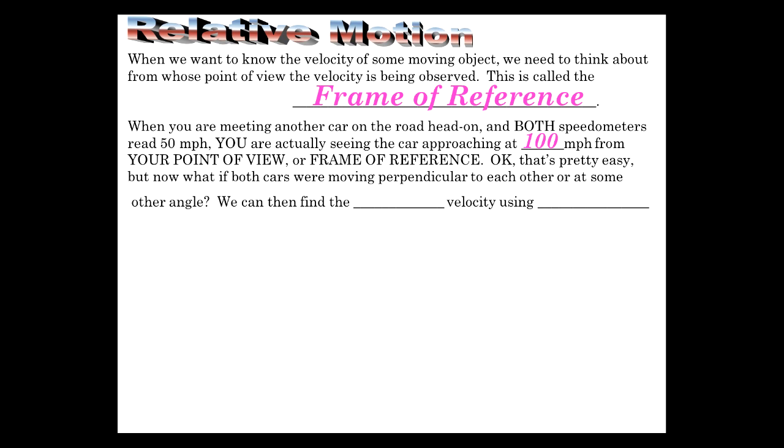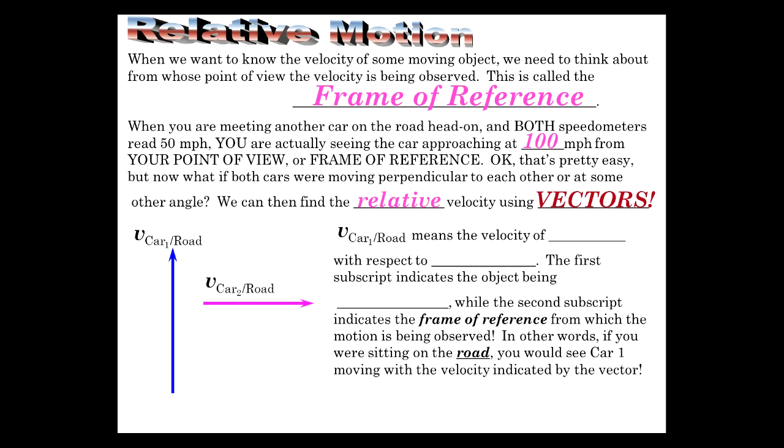Well, what if both cars were instead moving perpendicular to each other, or at some other angle that's not directly in line with each other? Then you can find the relative velocity using vectors. So let's look at a case in point. Here we have the velocity of car 1 with respect to the road. Here is a vector corresponding to its speed and direction. And then we have another vector which corresponds to the motion of the second car. So, the velocity of car 2 with respect to the road.